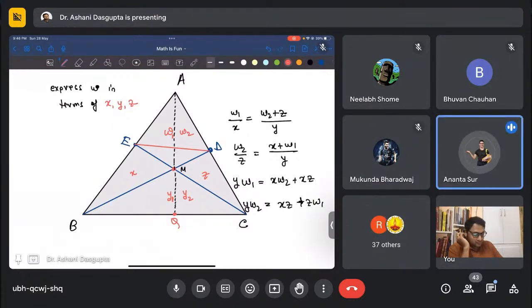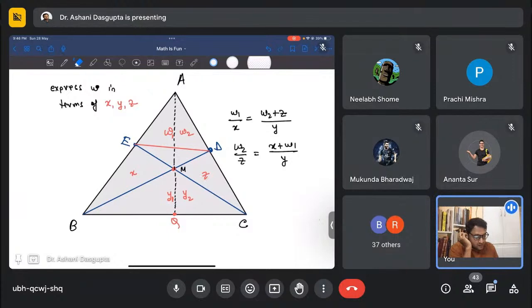Can you once explain what is W? Sorry? What is W in the question? W is the area of this quadrilateral. That's what W is. W is the area of the quadrilateral.